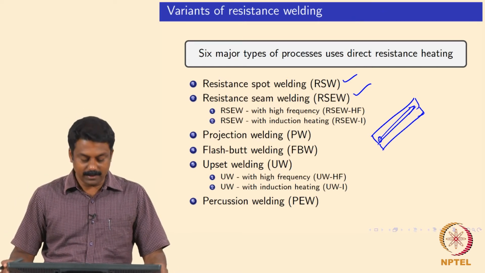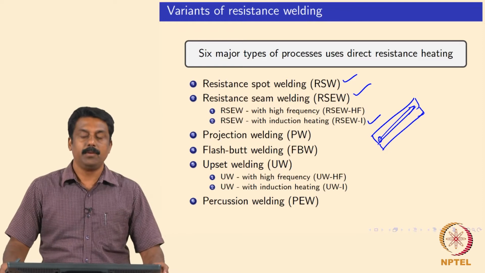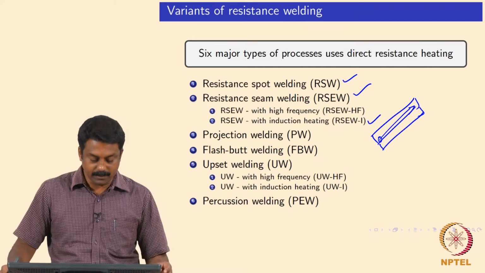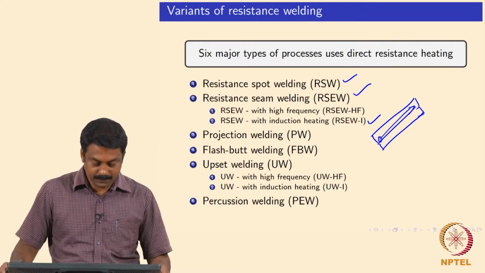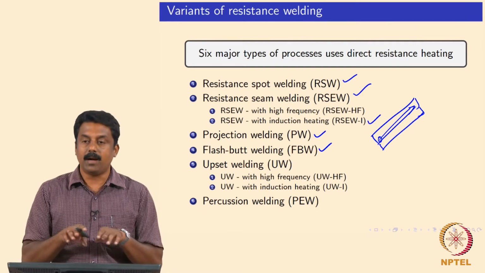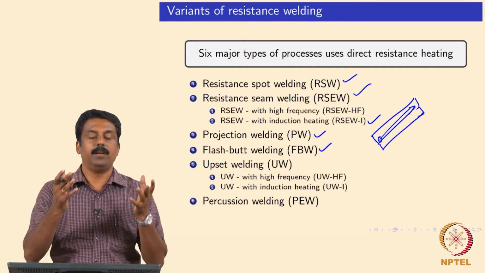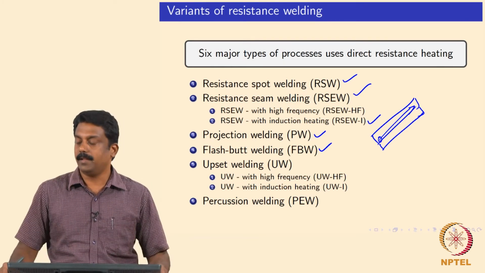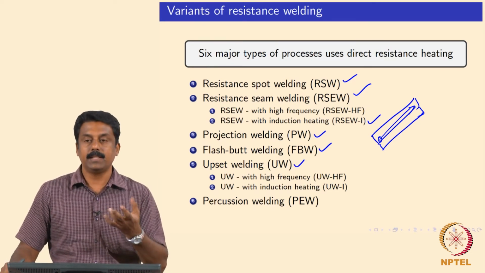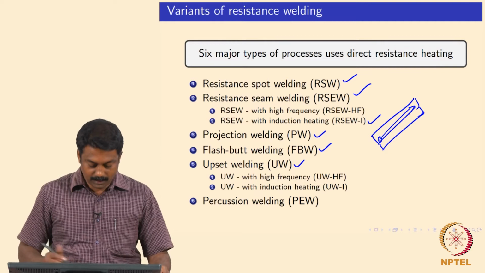Then there is resistance seam welding with low or high frequency, or you can also use induction heating, using the contact resistance as well as an external heating mechanism, to increase the heating efficiency. Or you can do projection welding, or flash butt welding, where you form an arc between the 2 faying interfaces, melt, and then do an upset so the molten liquid goes away and you have a joint. Or you can do simple upset welding by resistance heating: you do not melt, just heat to a higher temperature and upset it so that it forms a joint. Or you can also do percussion welding.